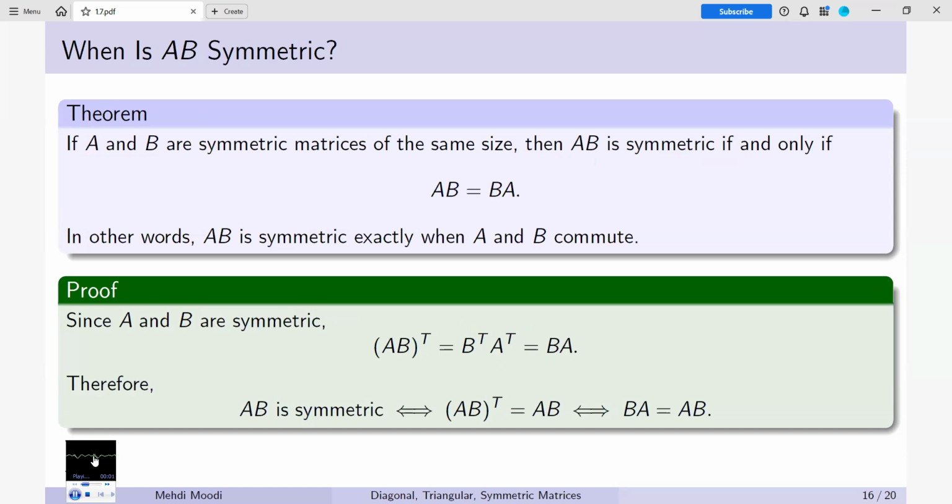The product AB is symmetric exactly when AB equals BA. This condition is called commuting. For numbers, multiplication always commutes. For matrices, not so much. Matrix multiplication prefers work from home.